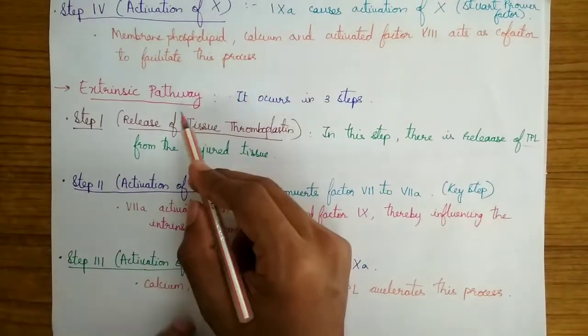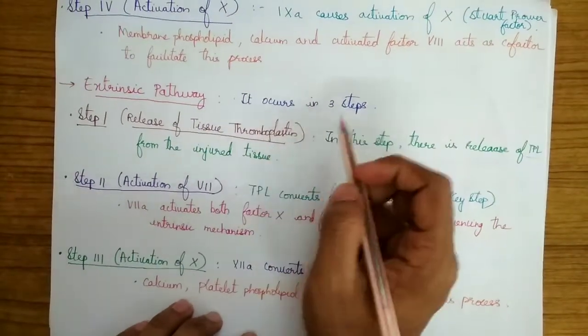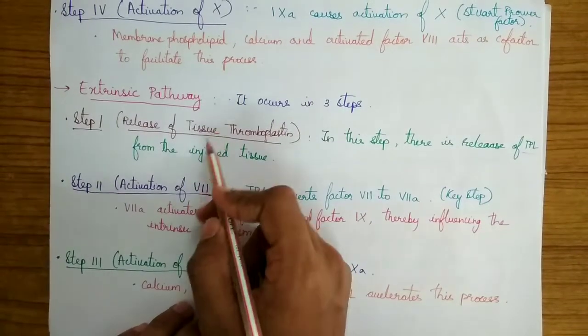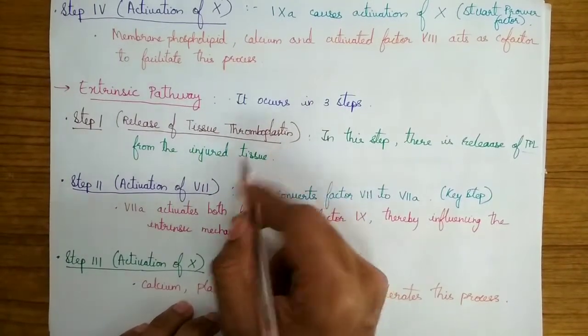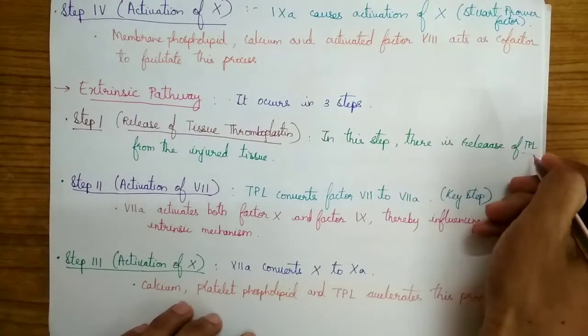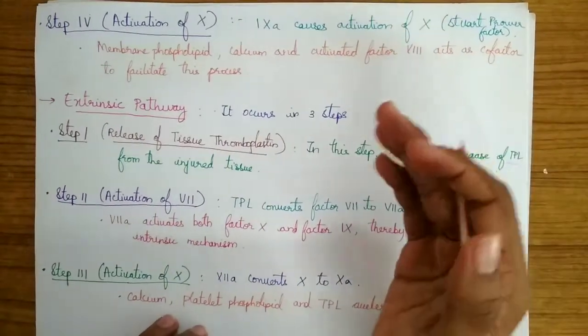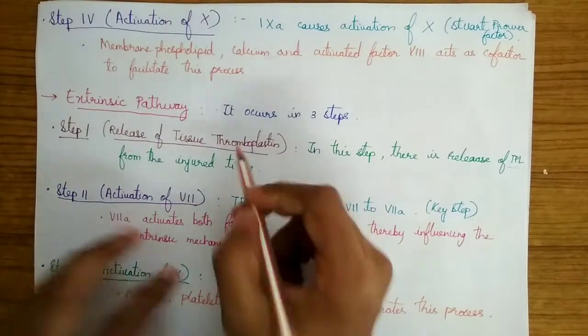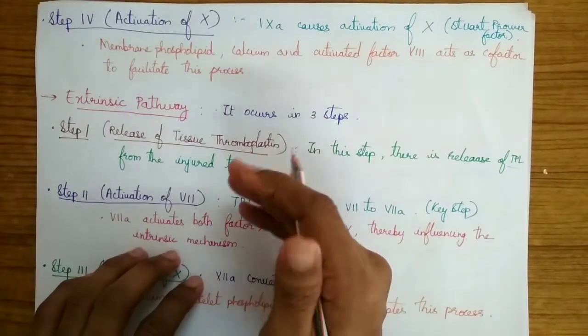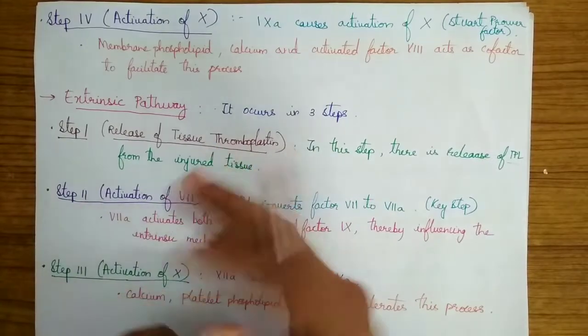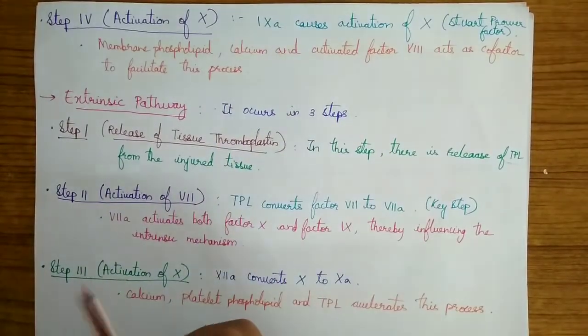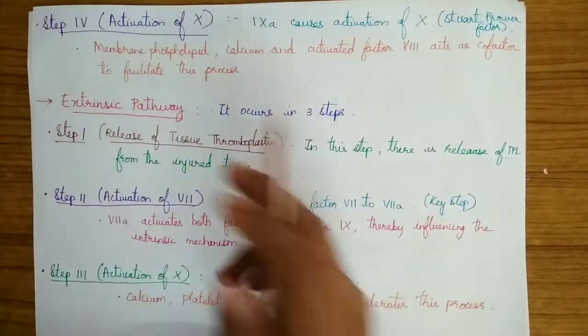Now talking about the extrinsic pathway, it occurs in 3 steps. Step 1 is release of tissue thromboplastin. In this step, there is release of TPL or tissue thromboplastin from the injured tissue. This pathway is called extrinsic because this tissue thromboplastin is released from the injured tissue, which is extrinsic to the circulating blood. So that's why it's called the extrinsic pathway.